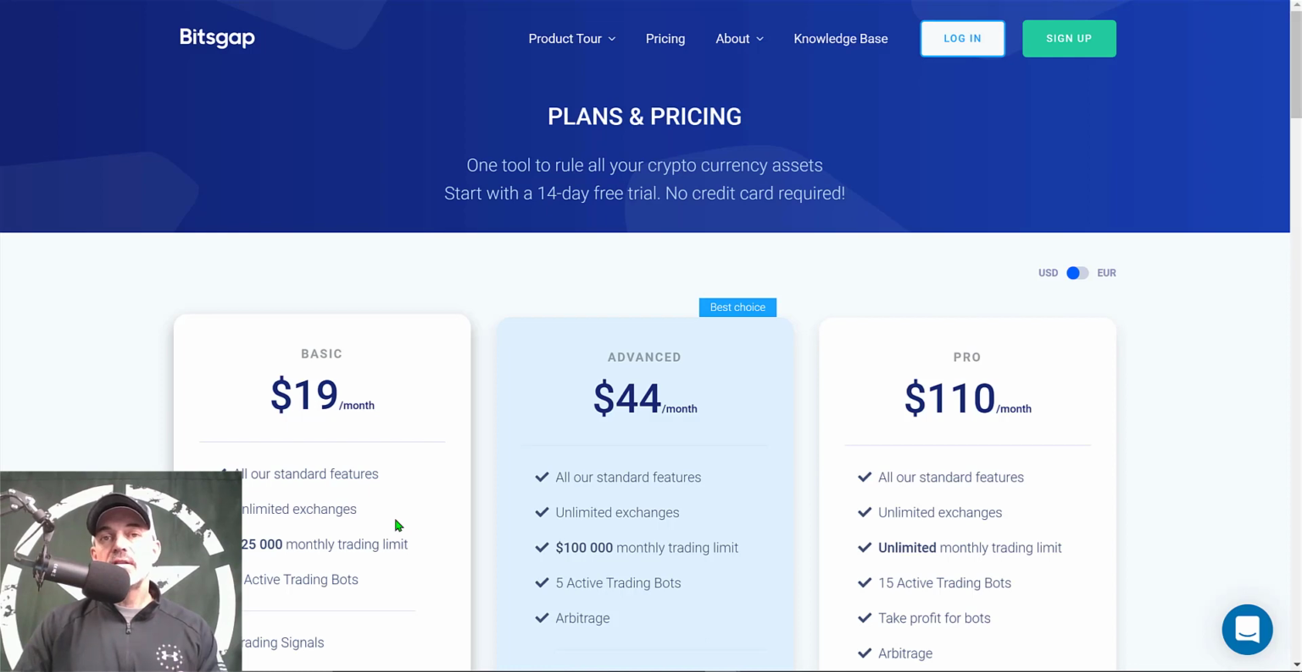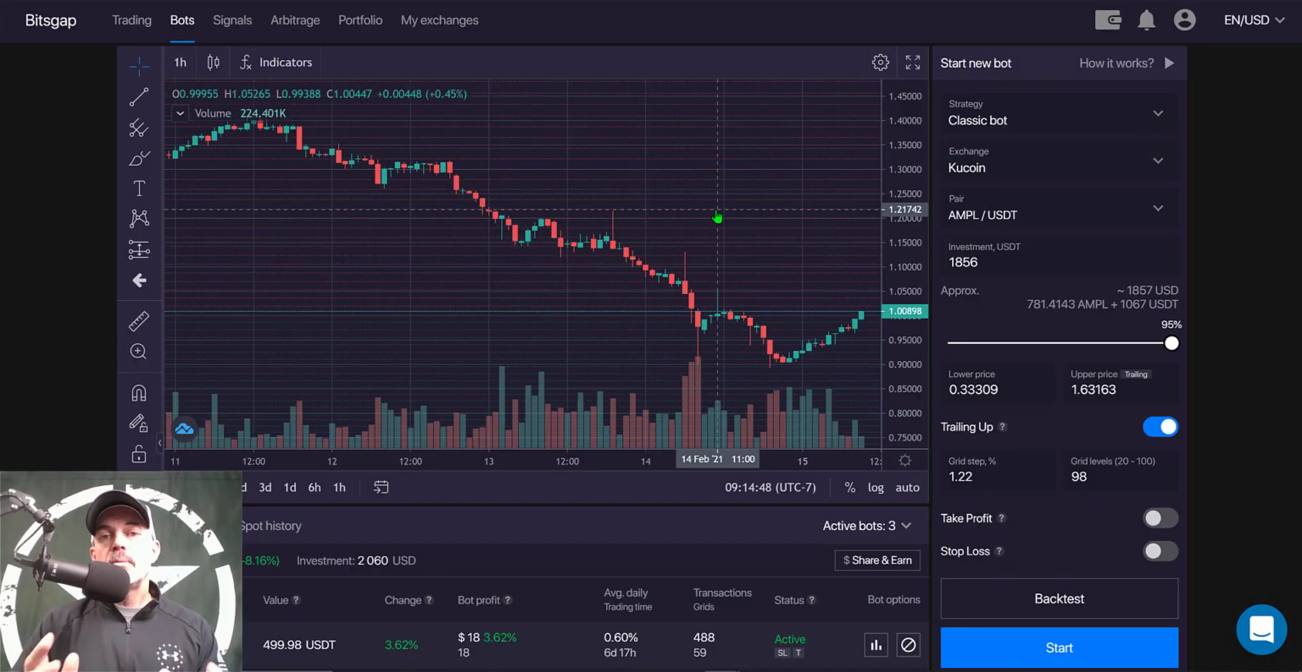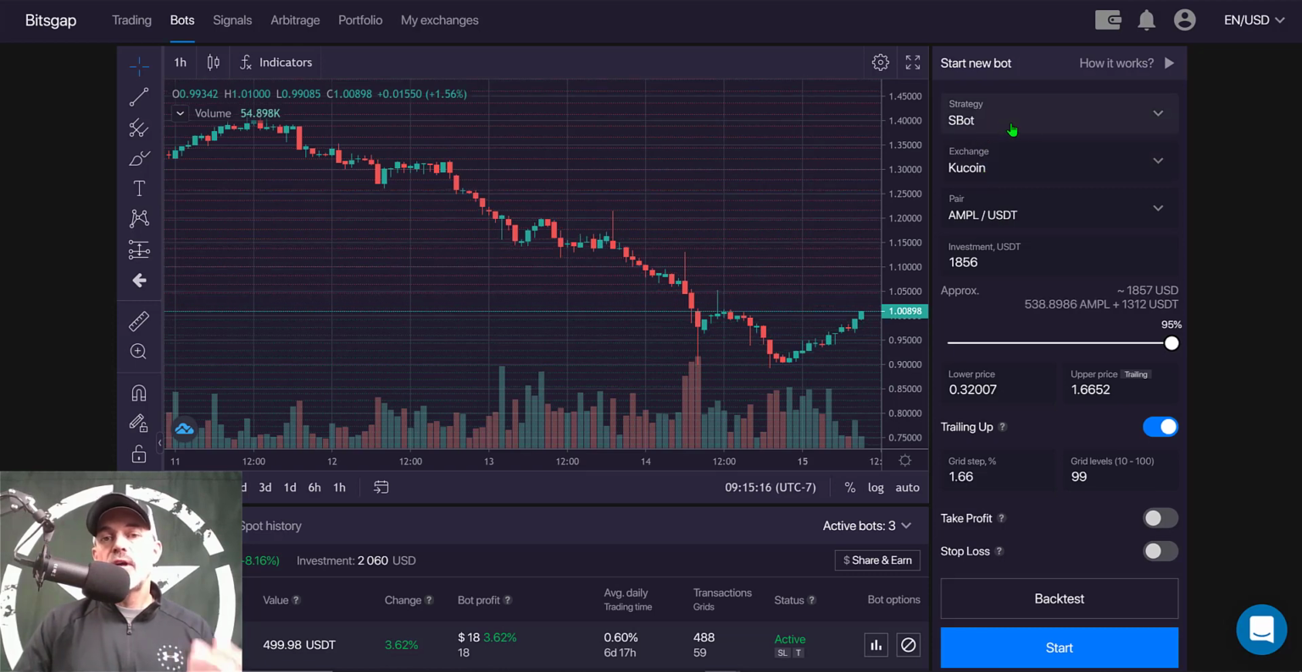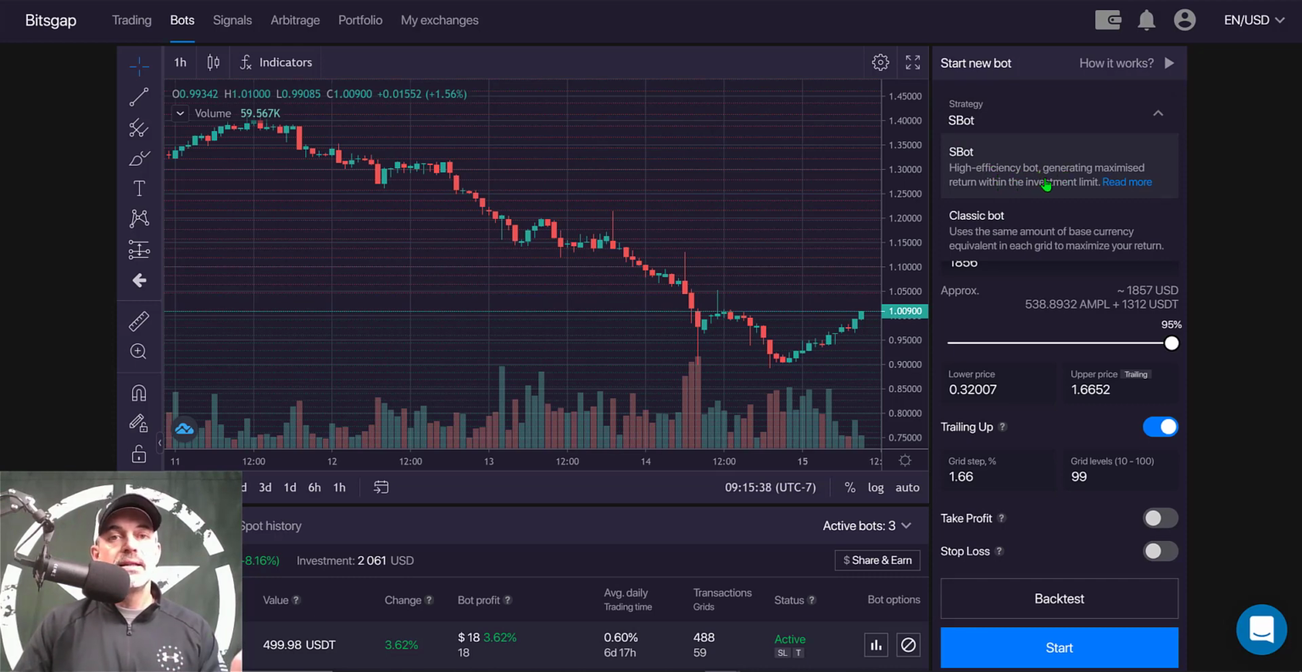Now that's enough jaw-jacking. Let's get to configuring and deploying this bot. Today I'll be deploying a bot on AMPL USDT on the KuCoin exchange, and I'll be using their SBOT grid strategy, which is a high efficiency bot that generates maximum returns within your investment limits. It's the bot I most frequently select when I deploy their grid bots.